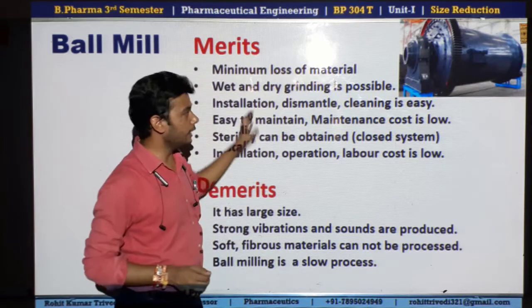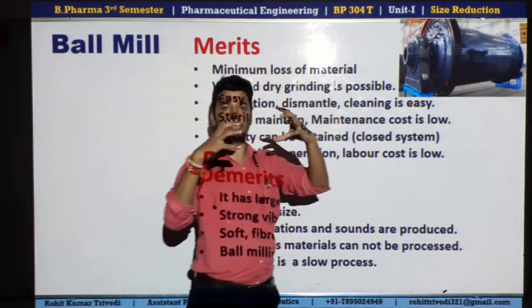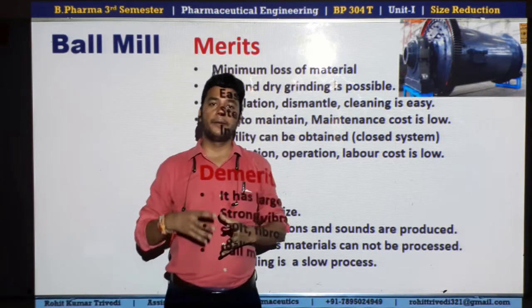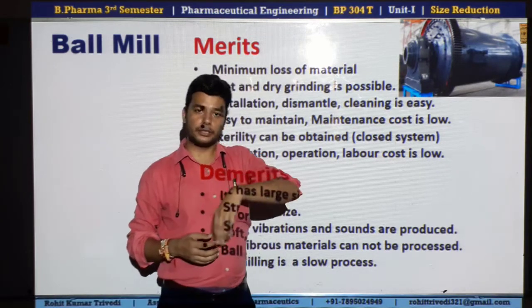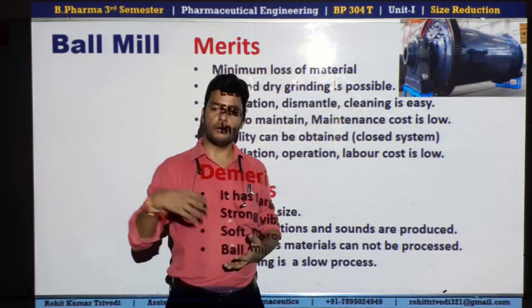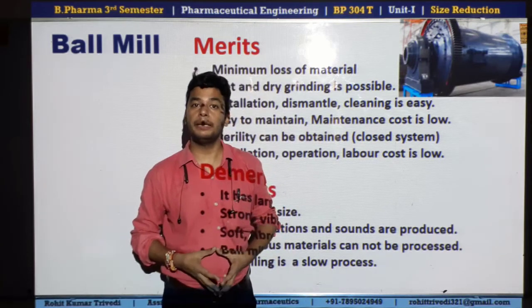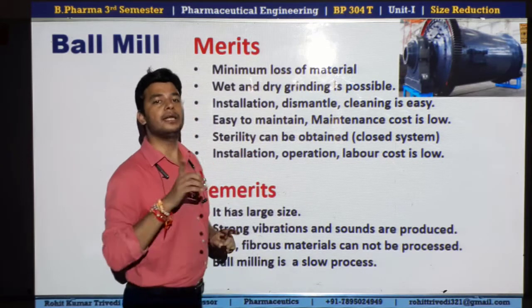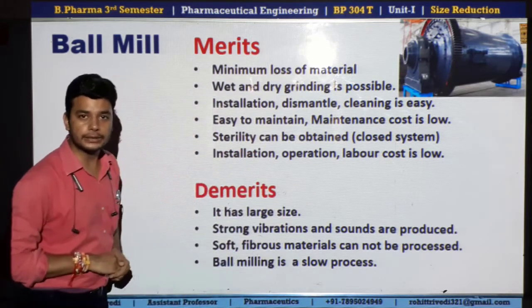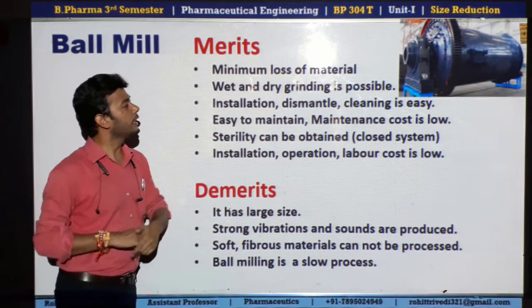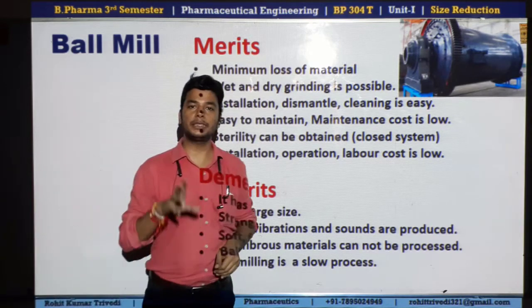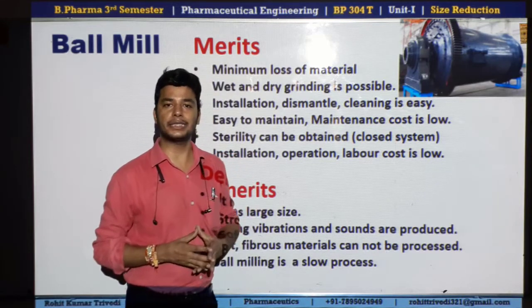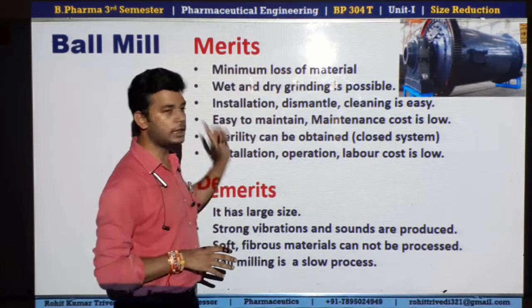As we have already seen in this structure, it is a closed chamber. There is no possibility that the material may come or fall outside of the ball mill. This means there will be very low or no material loss during the process of size reduction in a ball mill. Now, next point, wet and dry grinding is possible. If the material is wet or even dry, we can reduce the particle size of both kinds of materials by using the ball mill.